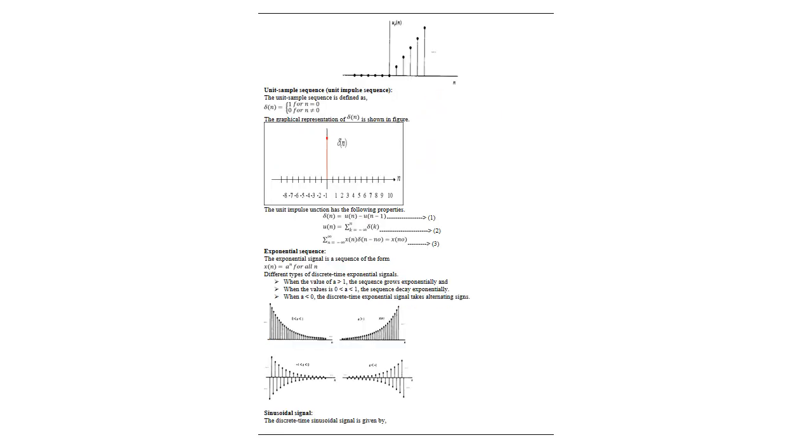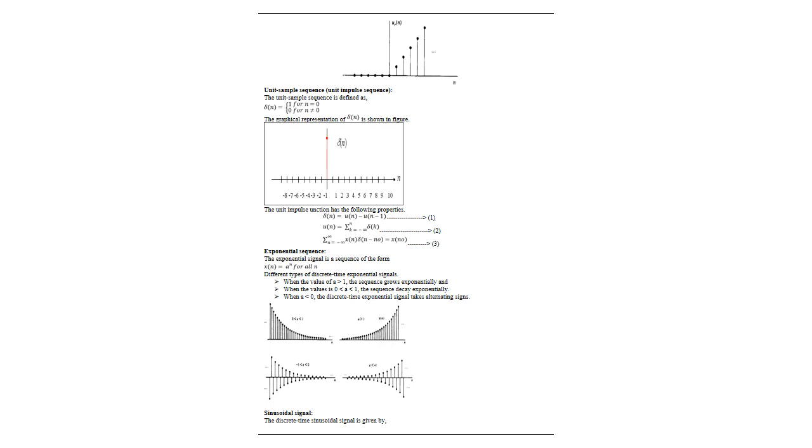Likewise, the next thing will be the unit sample sequence, that is, the unit impulse sequence. The unit sample sequence is defined as del of n is equal to 1 for n equal to 0, and 0 for n not equal to 0. So the graphical representation of del of n is shown in the figure.